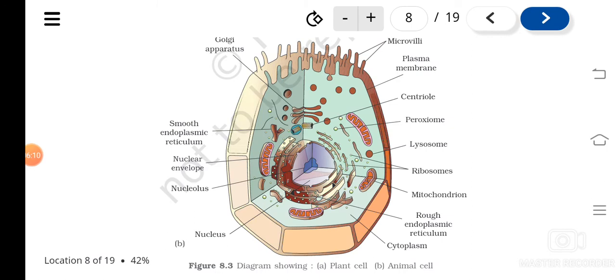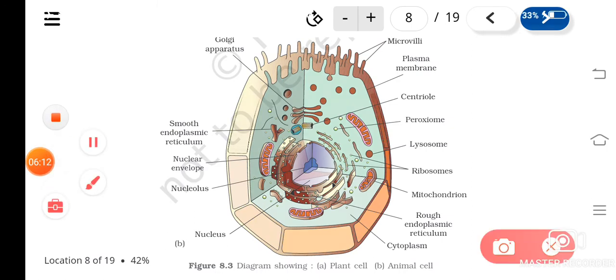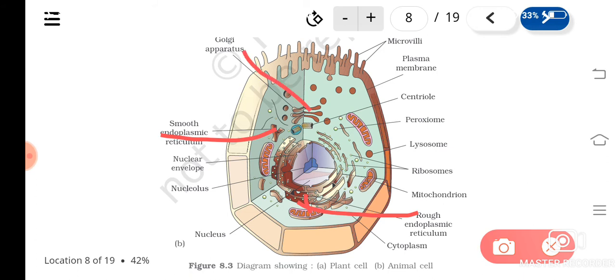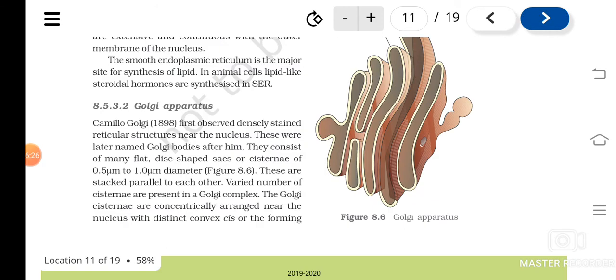Okay, so in this diagram, you can see the rough endoplasmic reticulum, which is near the nuclear membrane. Then you can see the smooth endoplasmic reticulum, and also the Golgi apparatus. As I told, Camillo Golgi first observed this, and they are densely stained structures which are seen near the nucleus. They consist of flat disc-shaped sacs, or we can also call them cisternae. Understand? And these are stacked.